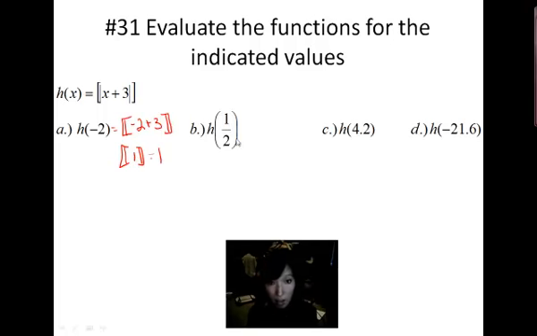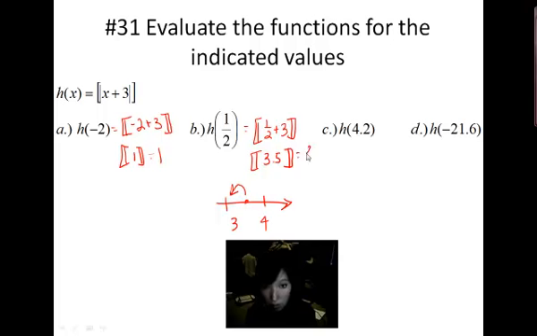Okay, 1/2, let's look at that one. If we were to take 1/2, plug that in, add 3 to it, we would get 3.5. This is again where if you were on that number line, you would be between 3 and 4 right there, and we want the greatest whole number that's less than or equal to it, so this is equal to 3. H of 1/2, when you plug that in, is 3. Next, 4.2 plus 3. Okay, and then we get 7.2. So this is equal to 7.